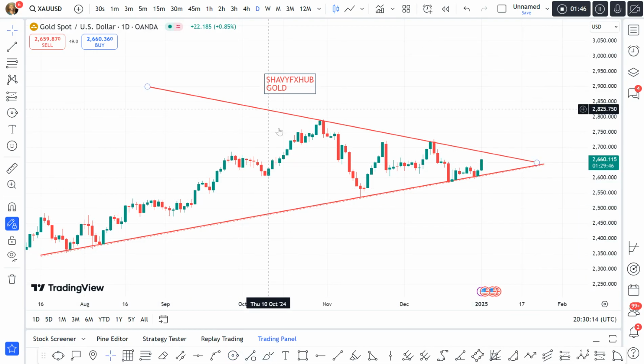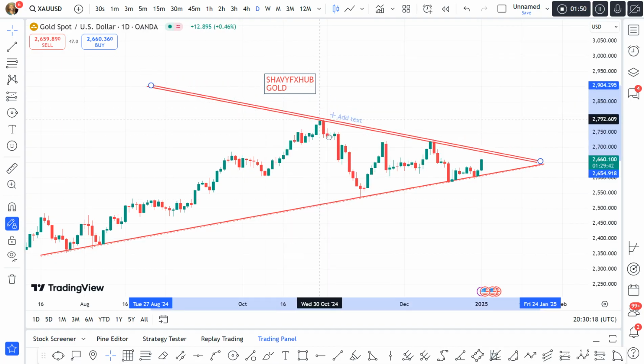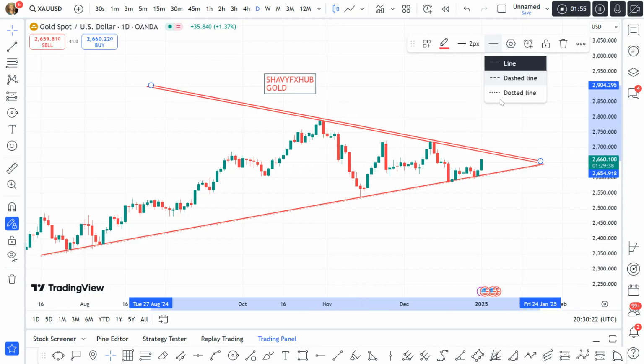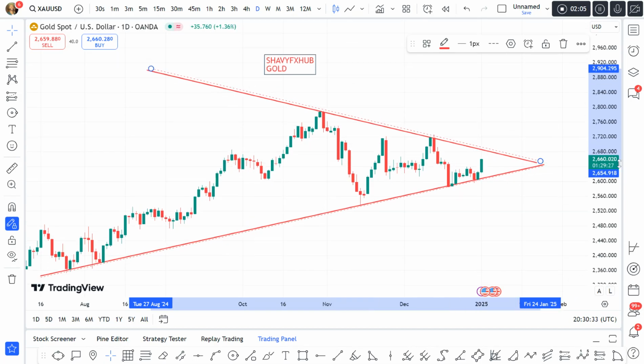The breakout of this structure is going to be in the direction of the larger trend. This is an uptrend. It's heavily bullish. So we expect that the breakout is going to be from the uptrend, and from there, price is going to do its thing.